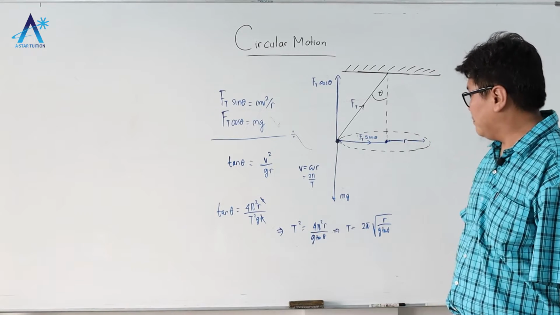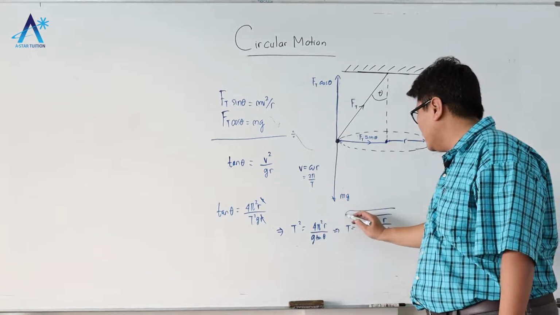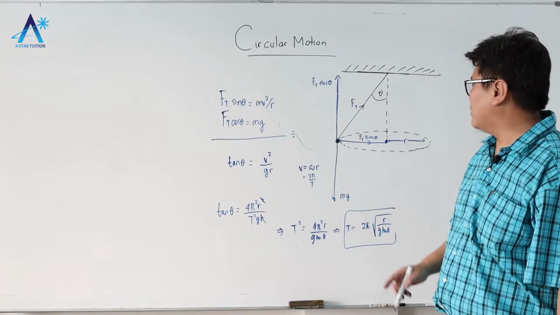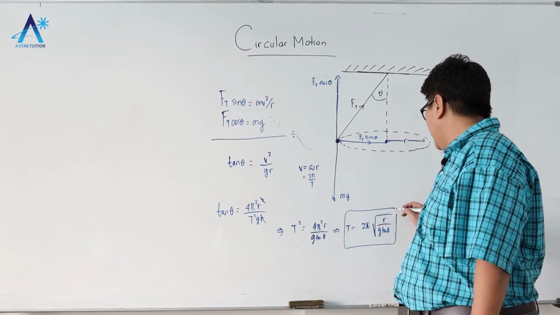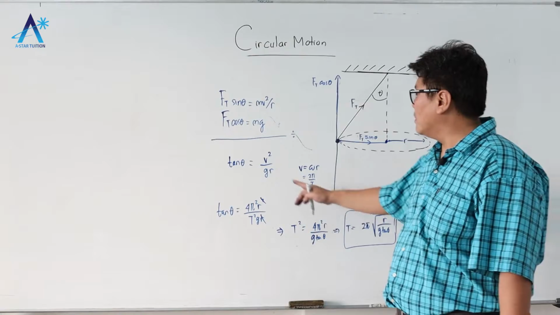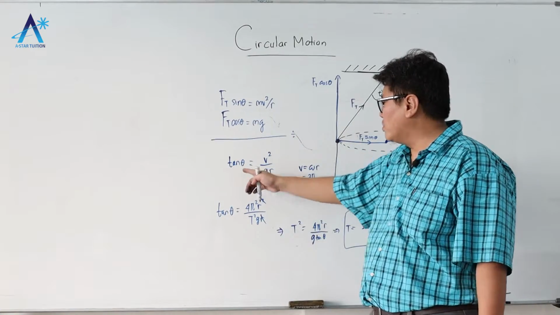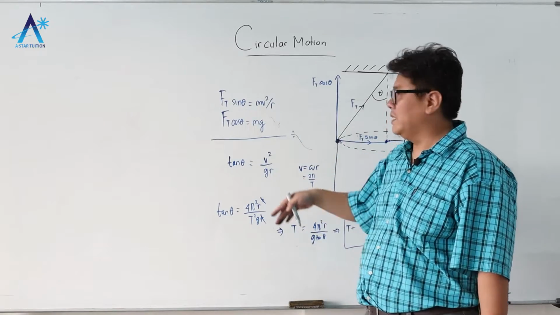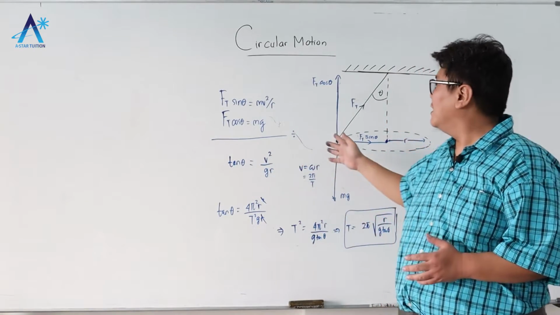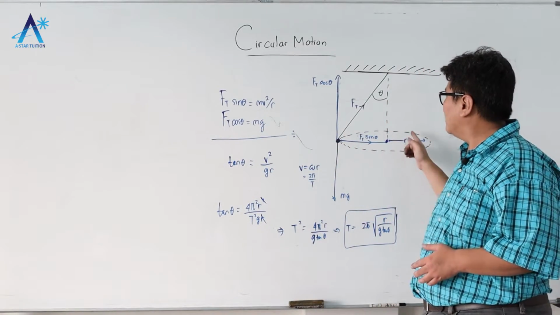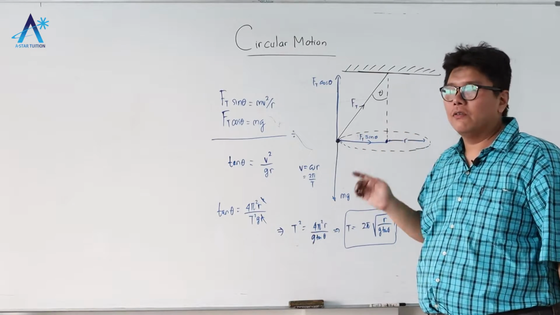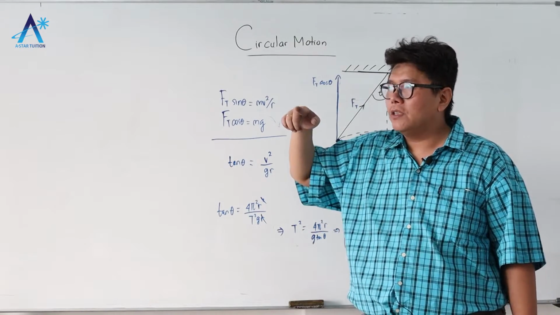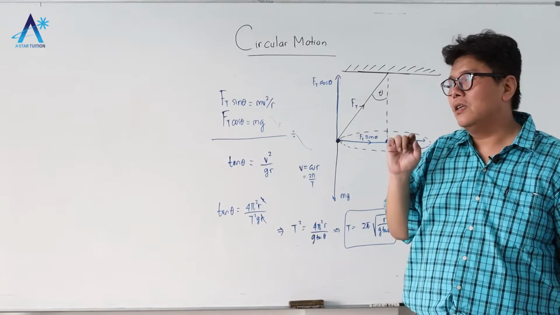Okay, now if you want to calculate the amount of tension, then once you solve for any one of these, so once you solve for theta, you can solve for the Ft using one of these equations. So this is the example of the horizontal pendulum. Now for the case of the vertical pendulum, the motion is actually not uniform.